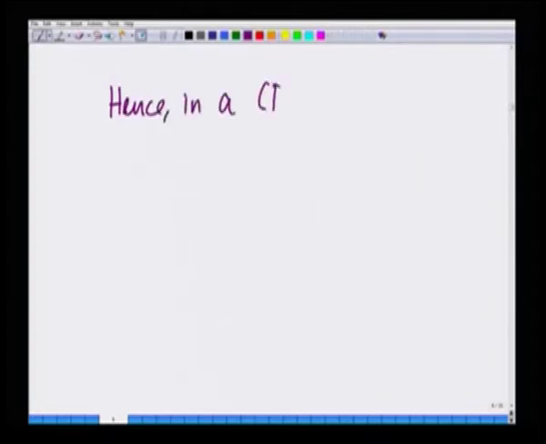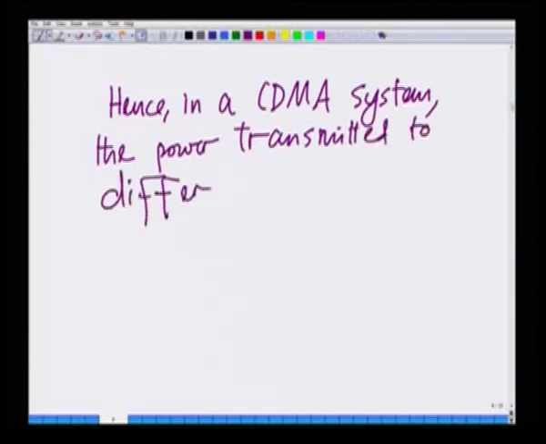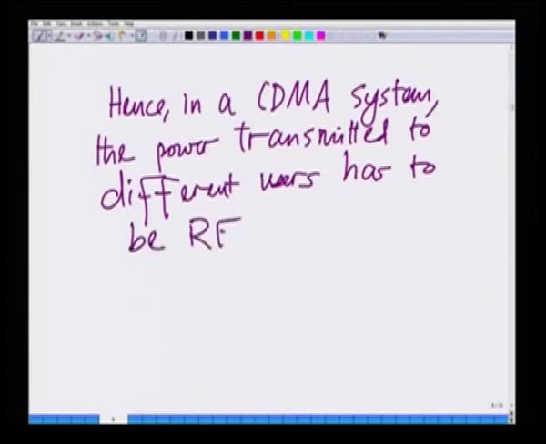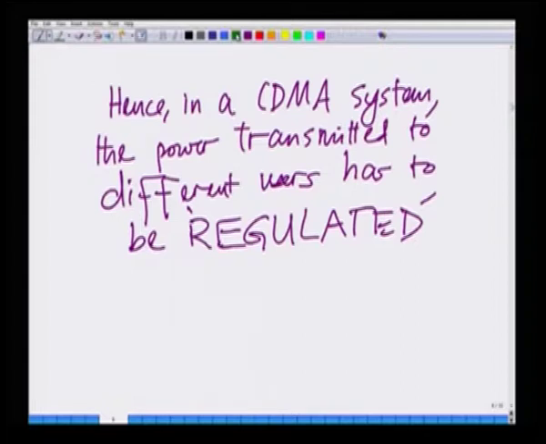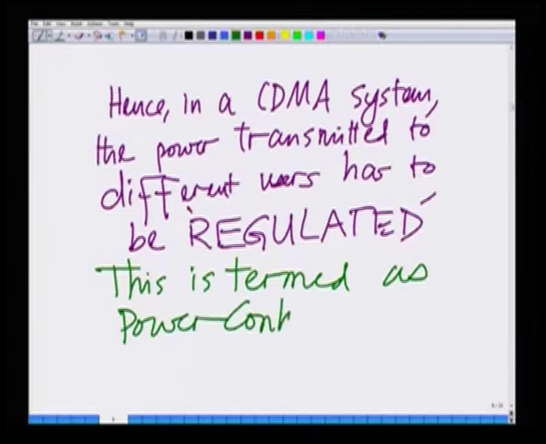Hence, in a CDMA system, the power transmitted to different users has to be regulated, and this process of regulation of the power, this process of transmitting more power to the farthest users and less power to the users who are closer to the base station, is termed as power control in CDMA systems.